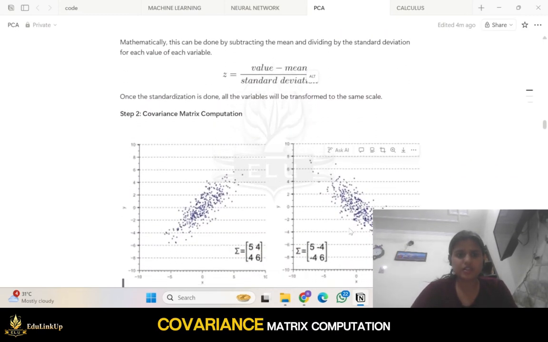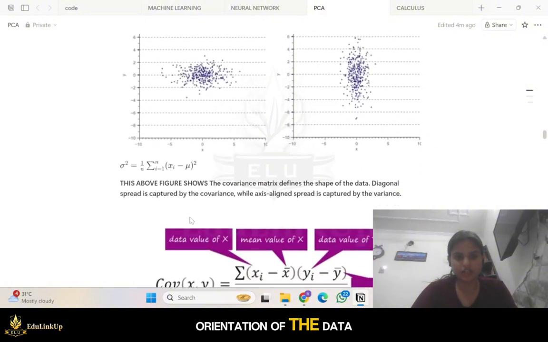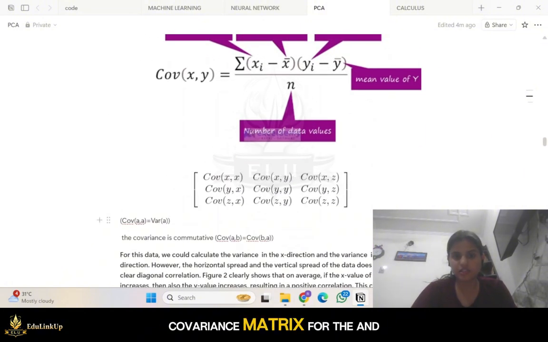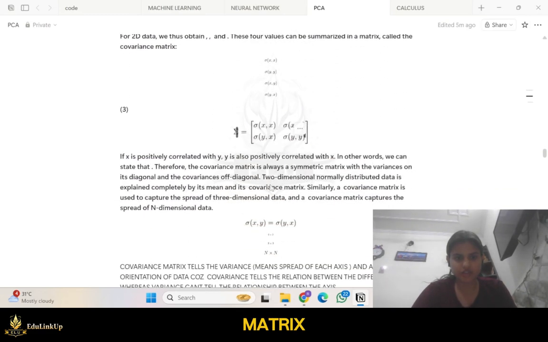The second step is the covariance matrix computation. Variance doesn't tell you the orientation of the data, but covariance tells you the relationship between the axes, so it gives you the orientation of the data. This is the covariance matrix for 3D data. It also has the variance, because covariance of xx is nothing but the variance of x. So here it is the variance of x, variance of y, variance of z. It calculates the variance in all the x, y, z directions, and the covariance tells you the orientation of the data. So here is our covariance matrix.